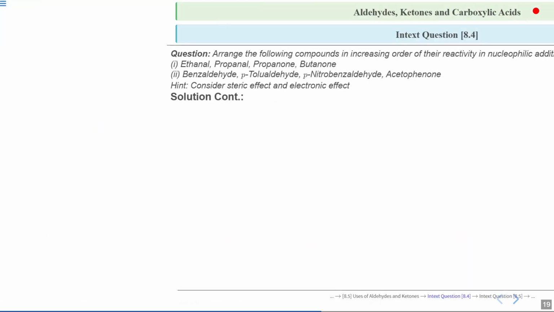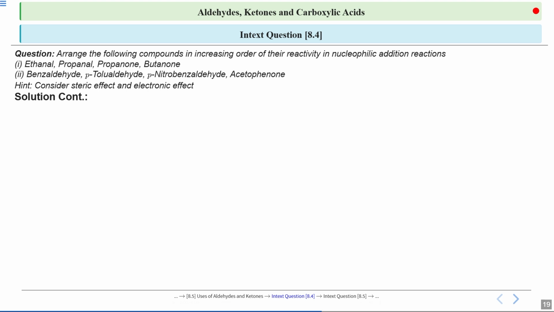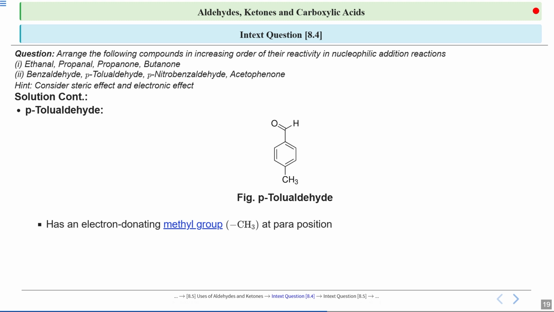Okay, so the next compound which we'll talk about is para-tolualdehyde. If you look at this particular example, you will see that it has an electron donating methyl group. What is the nature of this methyl group? It is an electron donating nature. So this means it is pushing the electron towards the carbonyl group, affecting the reactivity.